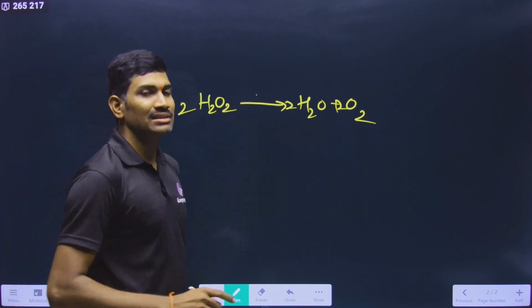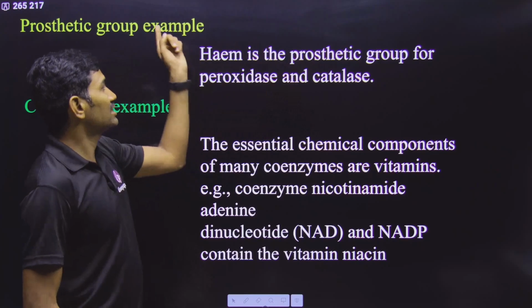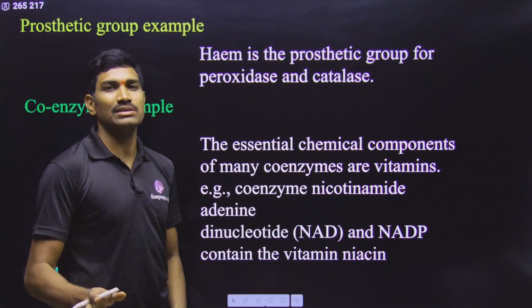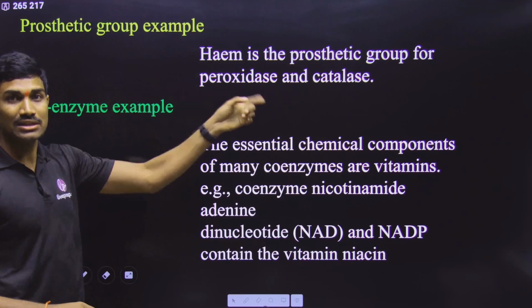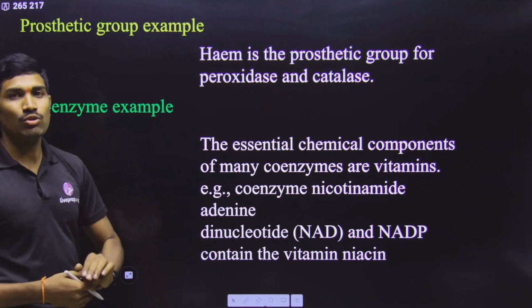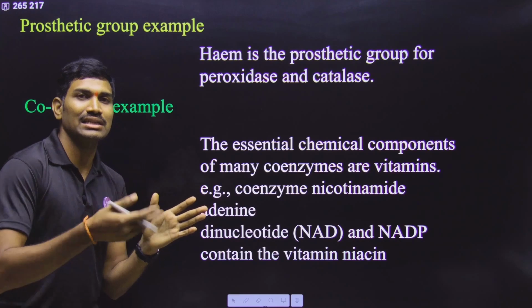In this reaction, catalase and peroxidase are used, and in those enzymes the heme group is the prosthetic group. This is compulsory. If the heme group is not present, they cannot work. That is the cofactor. And regarding the coenzyme, it is temporary. Whenever there is a requirement, they will come, do the reaction, and then go.